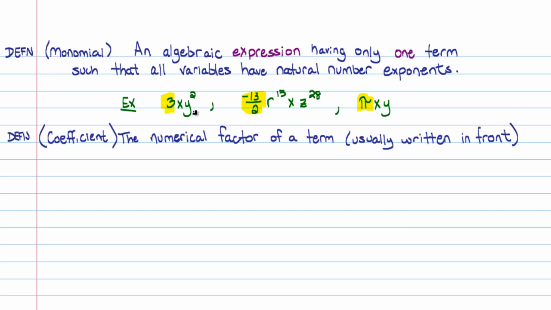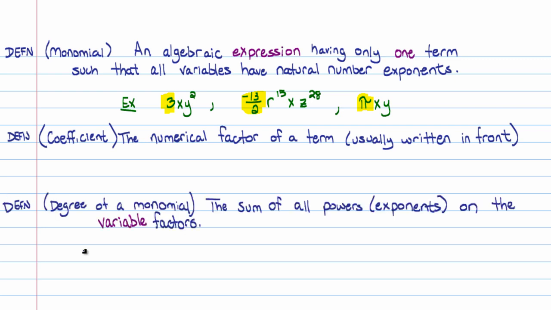And actually, you can have more factors. You could say it's a 3, an x, and a y, even. You can get even more detailed than that. But when we're talking coefficients, we usually just wrap up the entire number here and say that's the numerical factor. So negative 13 halves is the numerical factor for the second monomial, and therefore negative 13 halves would be our coefficient. So let's go ahead and go on to our next definition.